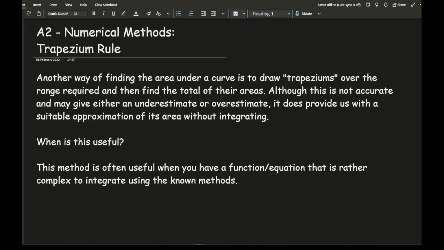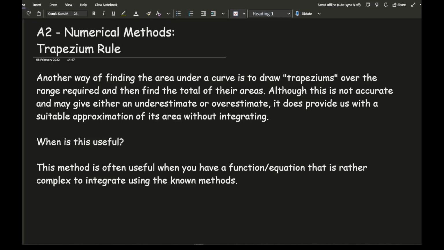So another way of finding the area under a curve is to draw trapeziums over the range required and then find the total of their individual areas. Now although this is not accurate and may give either an overestimate or an underestimate, it does provide us with a suitable approximation of its area without actually integrating.